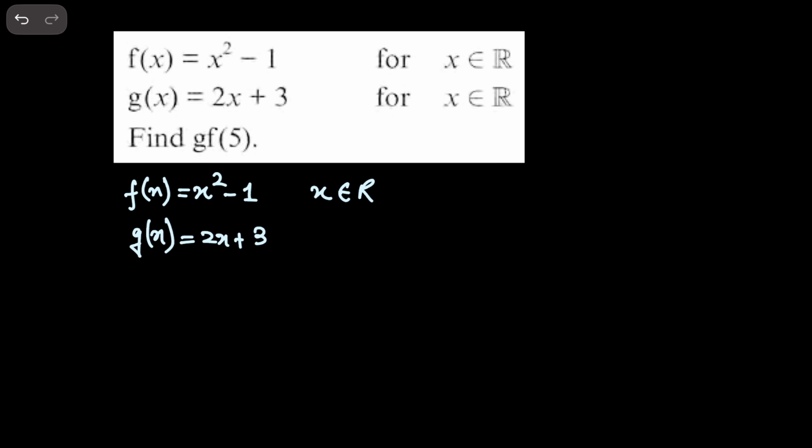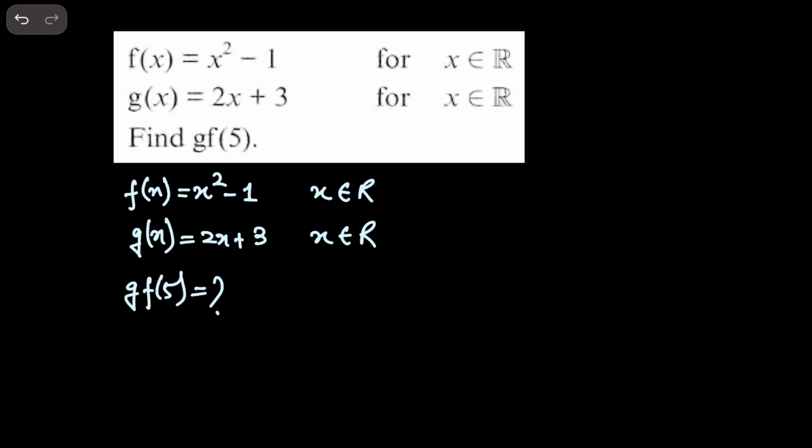Yes, so this is your first question which is based on the topic composite function. So let's start with the solution of it. In this question, a function f of x is given as x squared minus 1 and there is one more function g of x which is given to you as 2x plus 3. We can see that both the functions are defined for x which belongs to real numbers. Yes, so in this question we need to find g of f of 5, and this is to be calculated.